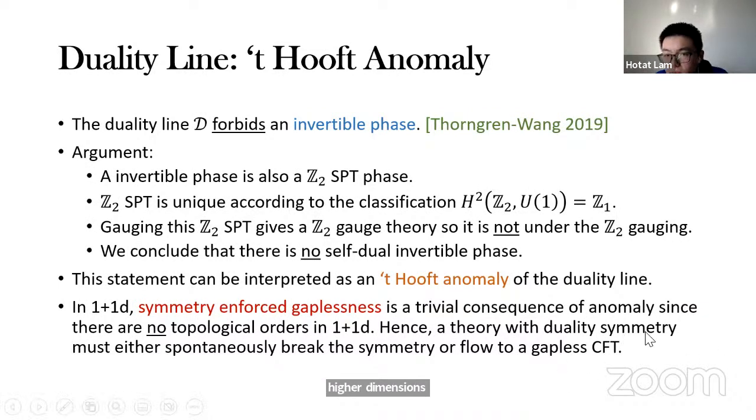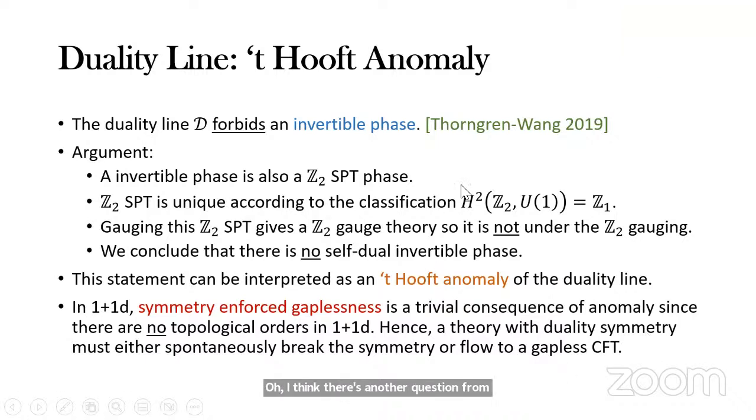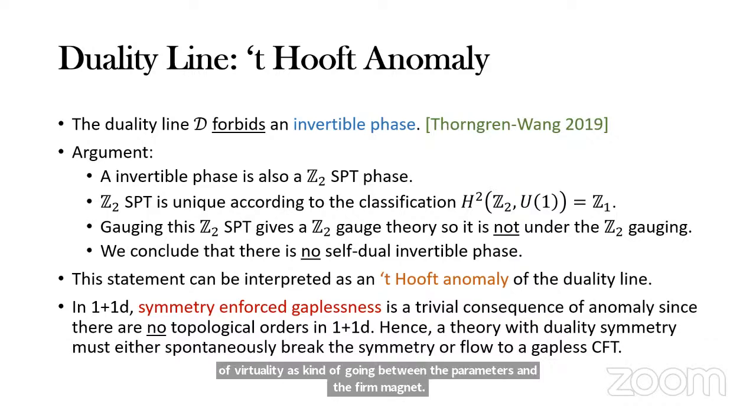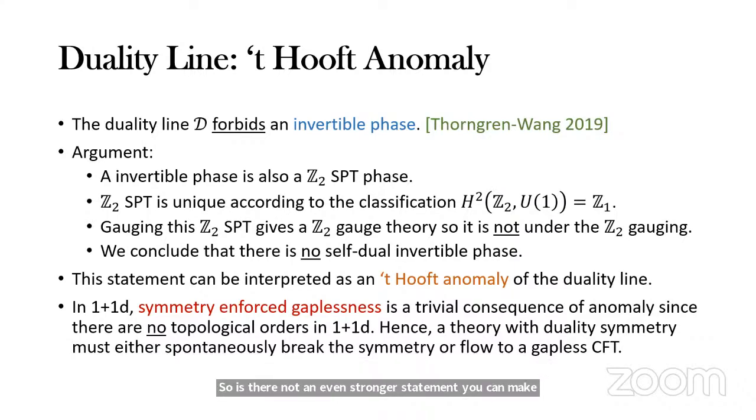Yeah. I think there's another question from Tibu. Yeah, hi. So from a StatMag perspective, I would think of the duality as kind of going between the paramagnet and the ferromagnet. So is there not an even stronger statement you can make here, that you can even rule out the symmetry breaking phase? Symmetry breaking, only end up with gaplessness?